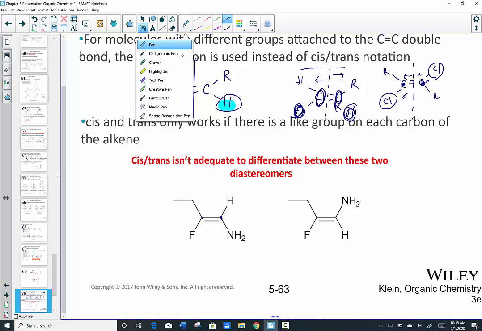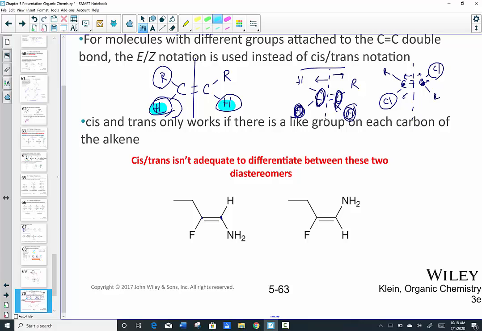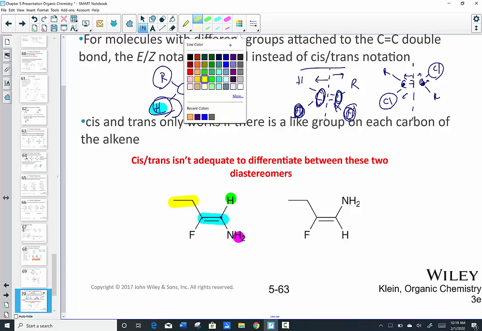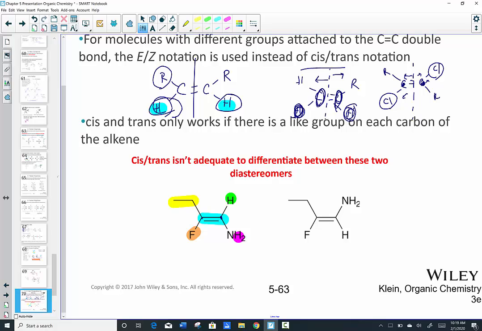Here's an example of that. Here is an alkene. This carbon-to-carbon double bond is what we're examining. I notice that we have 4 unique attachments. We have an NH2 group, which is very different than a hydrogen, which is very different than an ethyl group, a 2-carbon unit, which is very different than a fluorine group. 4 different groups. And yet I can see it has a stereoisomer.